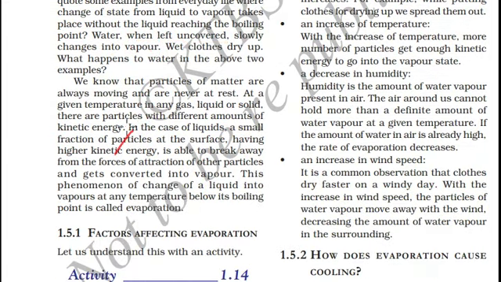You know that particles in matter are always in motion. At a given temperature in any gas, liquid or solid, there are particles with different amounts of kinetic energy. Say there are four particles. Now let us take four particles in a matter. This particle might be moving at very high speed, this particle might be moving at very slow speed, this particle might be moving even faster, and this particle might be in motion with slower speed.